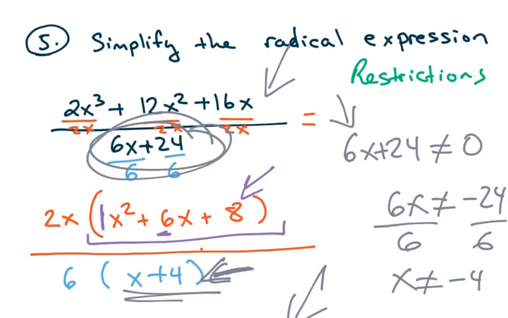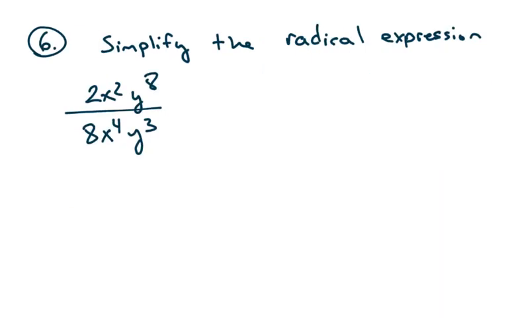Okay, so I think I've beaten up number 5. Let's jump to number 6, and, well, it's a little different, so let's just do it together. So on this one, we're still going to more or less do the same thing. We're going to simplify the top and the bottom.